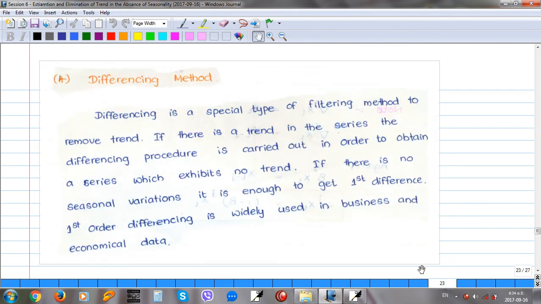Then the last method is the differencing method. Differencing method is a special type of filtering method to remove trend. It is a trend in the series. The differencing procedure is carried out in order to obtain a series which exhibits no trend. If there is no seasonal variation, it is enough to get the first difference. First order differencing is widely used in business and economic data.